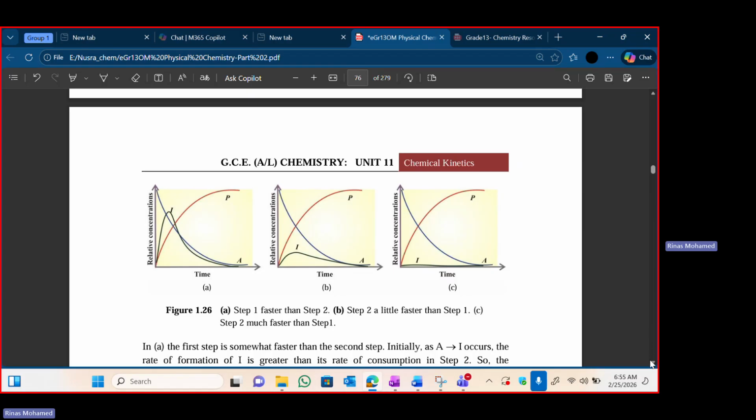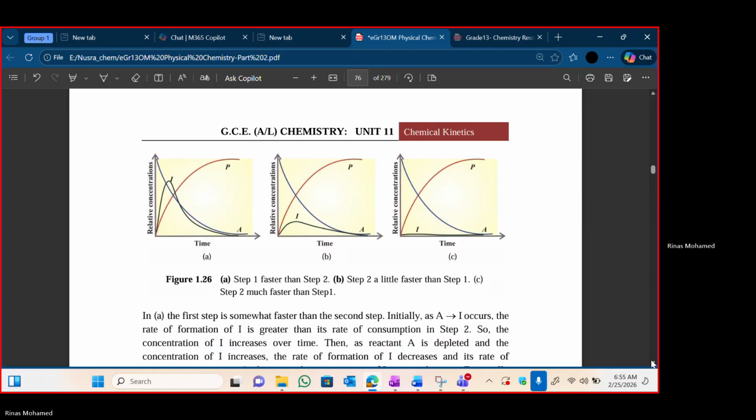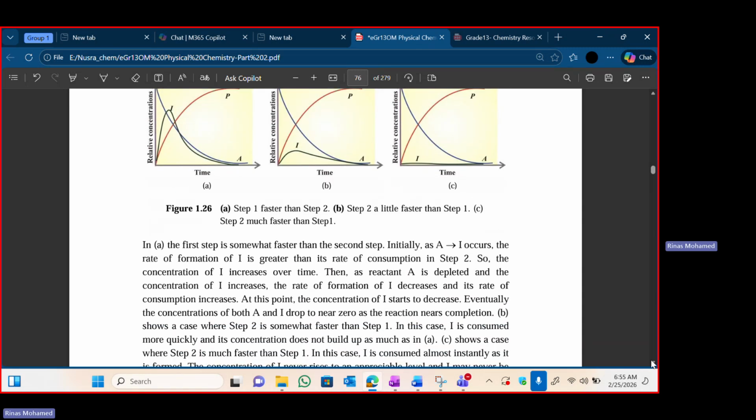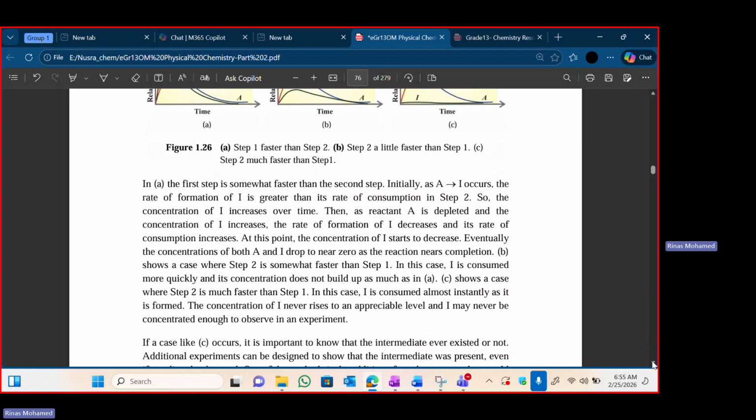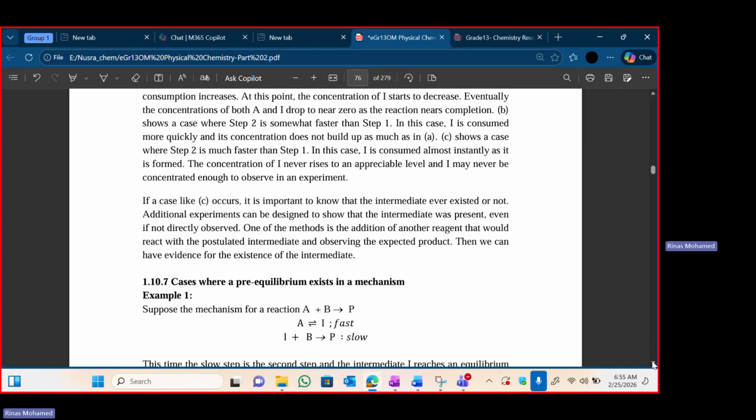These are the graphs with relevant concentrations against time that we have plotted, right? You can just plot them, check and study.